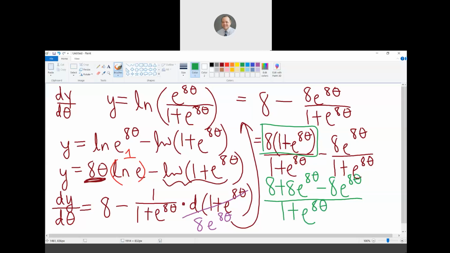The reason why I went a little bit further with this problem is because at the end, our 8e to the 8 thetas cancel out. So our final dy dt is actually 8 over 1 plus e to the 8 theta.